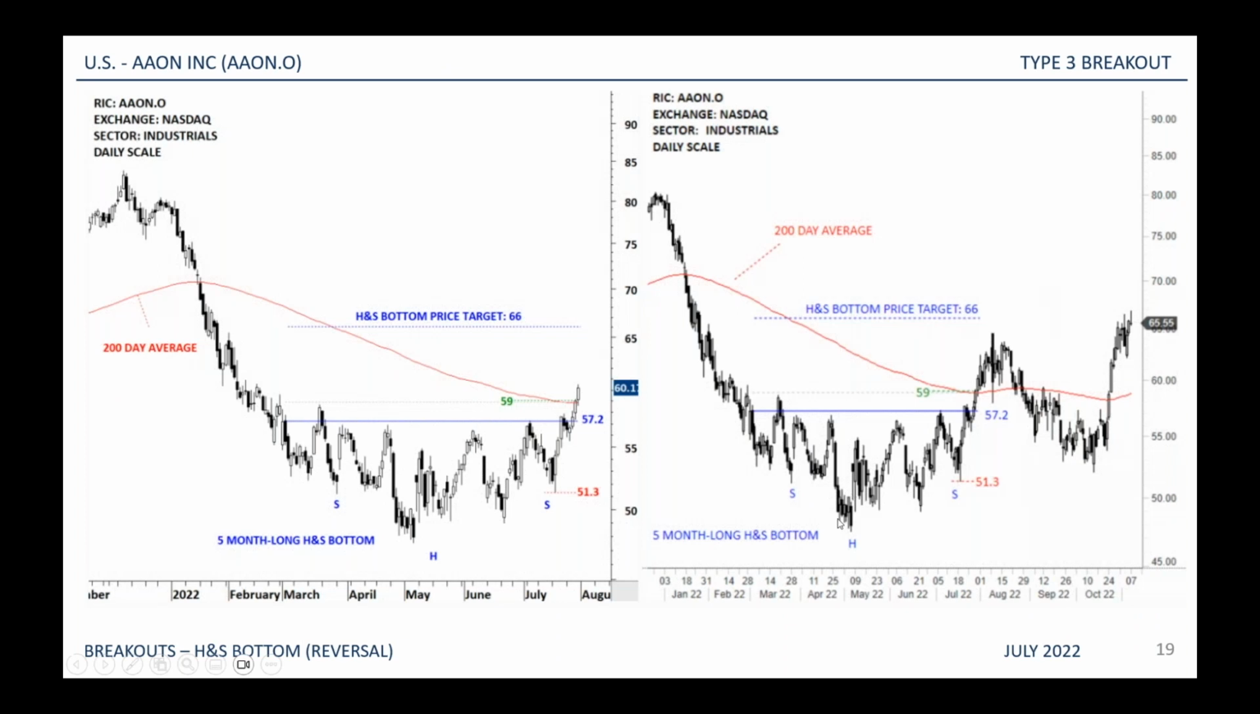The long-term bottom reversal still worked, but obviously this was a much deeper pullback to the chart pattern boundary, the neckline. That didn't negate the chart pattern, but it still reached its price objective. So this is a type 3 breakout. Company from US, AA1, listed on the NASDAQ.